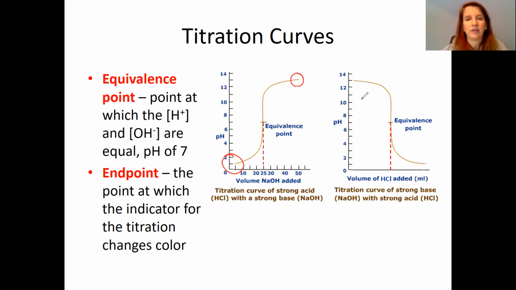This one, what's in the flask, has a high pH, so that means you're starting with a base in the flask, you're titrating it with acid, which is why you end up with a low pH. The equivalence point, that's like halfway up your curve. That's indicating the point at which your hydrogen ions are going to equal your hydroxide ions. So we're just going to be doing strong acids and strong bases, which means that your equivalence point should have a pH of 7, because that's when your H plus and your OH minus are equal.